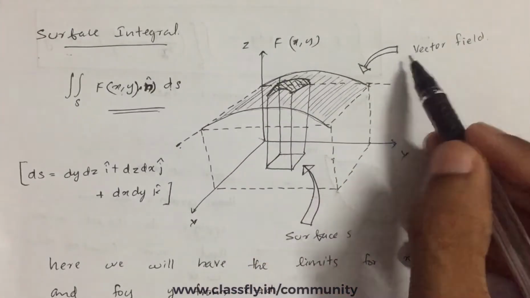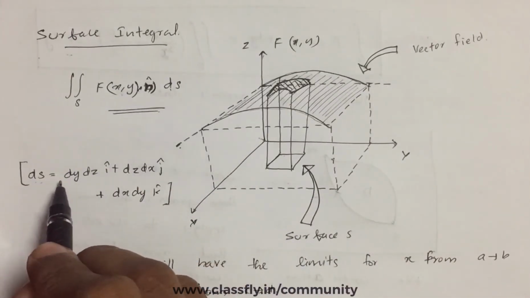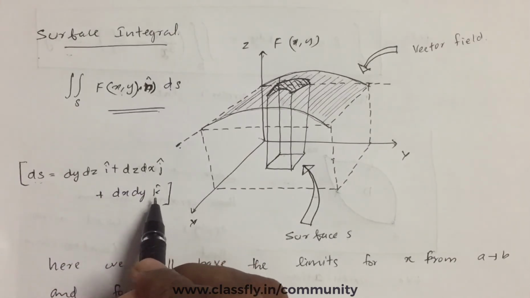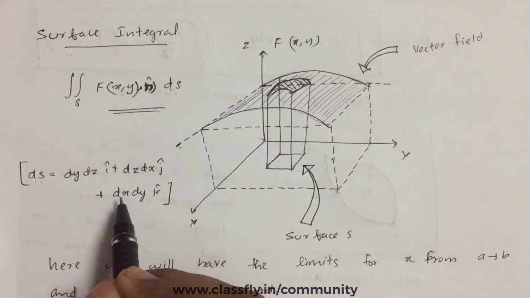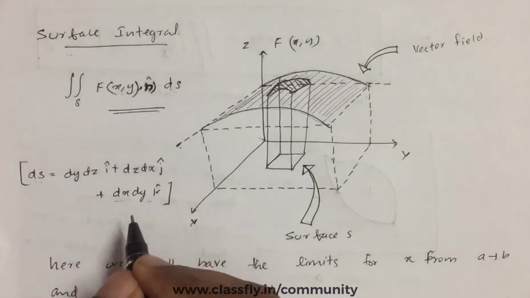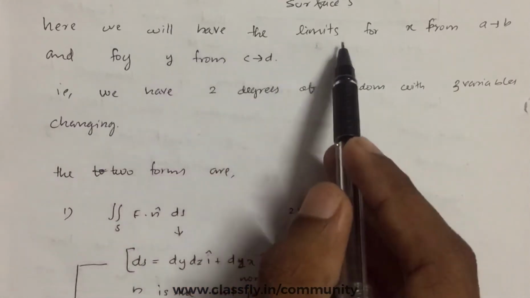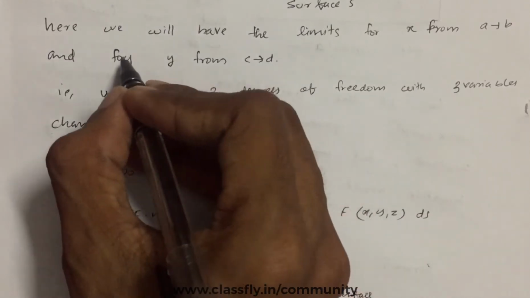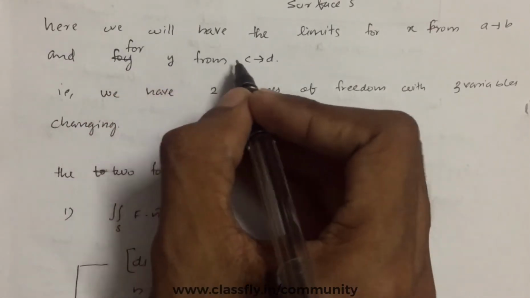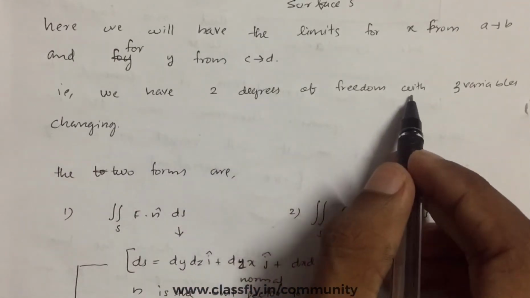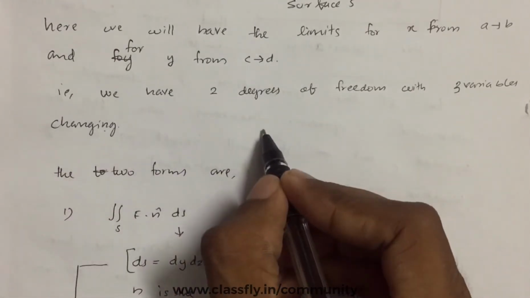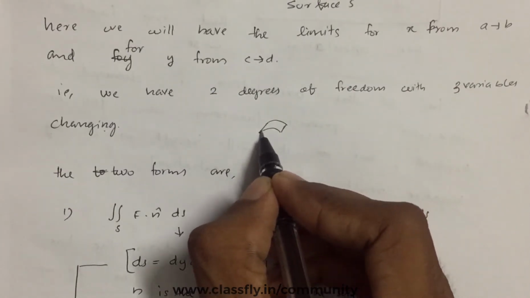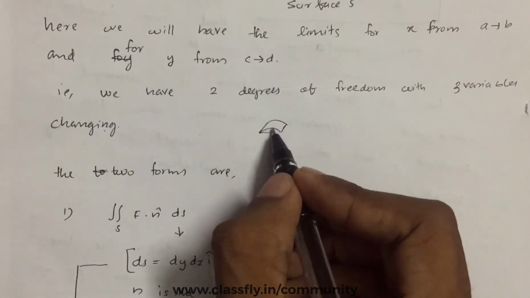This is the surface and this is the vector field, and here ds will be dy dz i cap plus dz dx j cap plus dx dy k cap, but here these things will get 0 and the final thing will be dx dy k cap. Here we will have the limits for x from a to b and for y from c to d. That is, we have 2 degrees of freedom with 3 variables changing, since the curve on the vector field was like this. Here all the three variables x, y and z are changing.